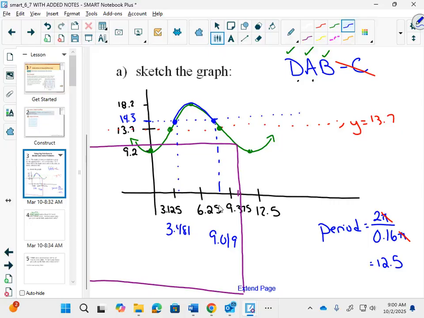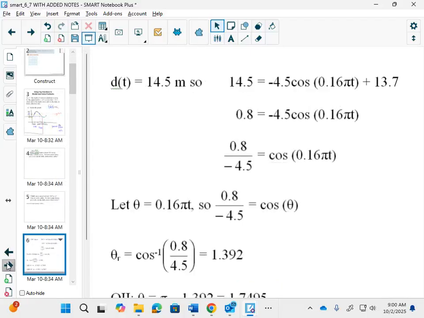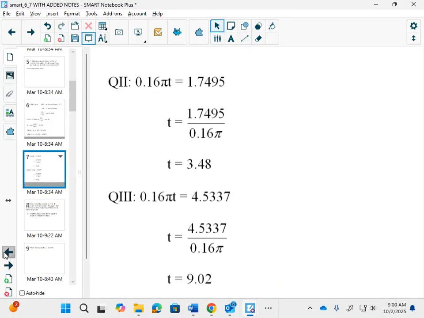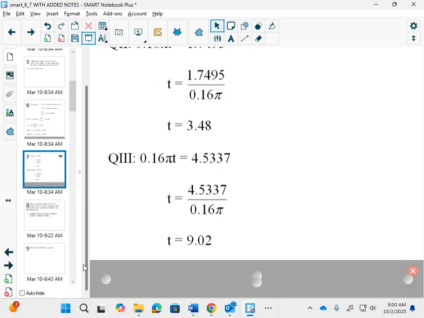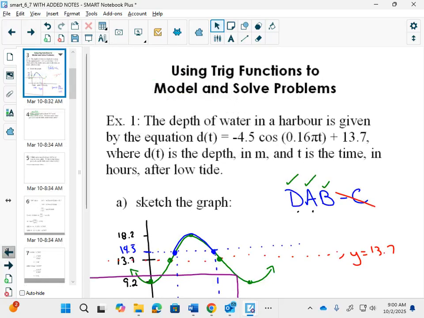And so from the time 3.481 to 9.019, it is safe, and we can go and answer this question. There we go. Oh, I don't have the answer here. Oh, maybe I do. No. I figured it out. I'll just write it down.